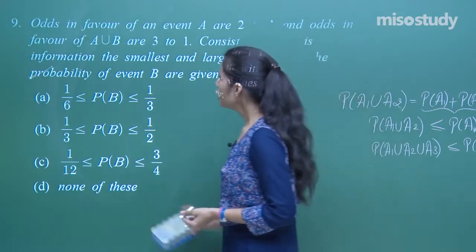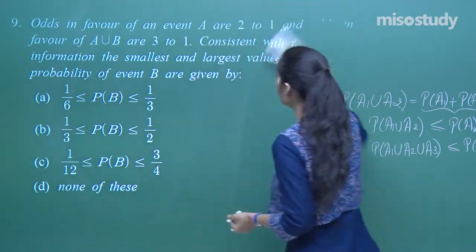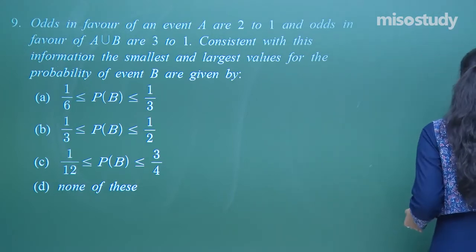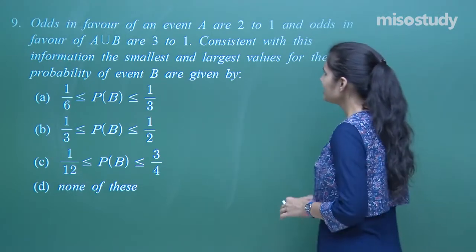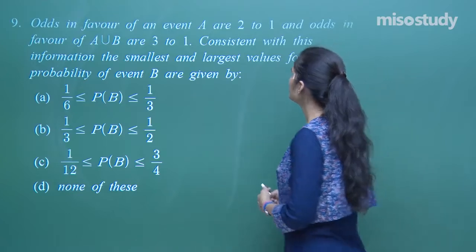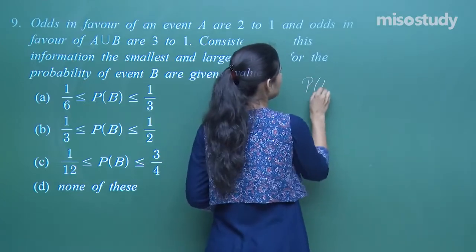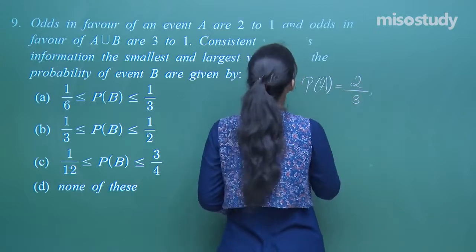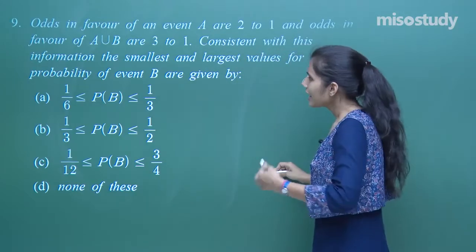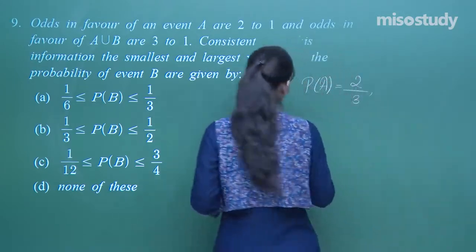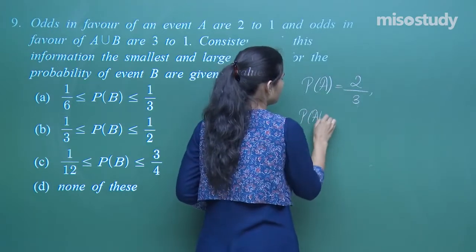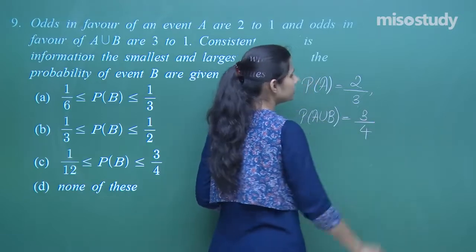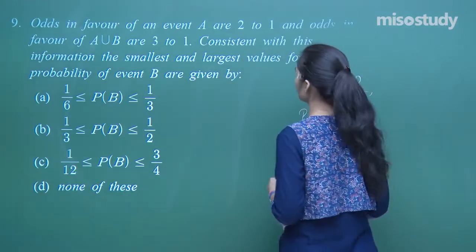Next question says odds in favor of an event A are 2:1. What is the meaning of this? When I say odds in favor of an event are 2:1, that means probability of A is 2 upon 2 plus 1, which is 3, and odds in favor of A union B are 3:1, that means probability of A union B is 3 upon 3 plus 1, that is 3 upon 4.